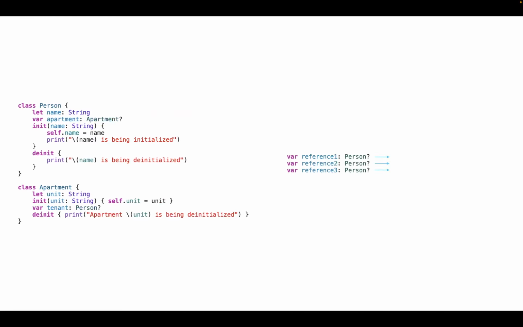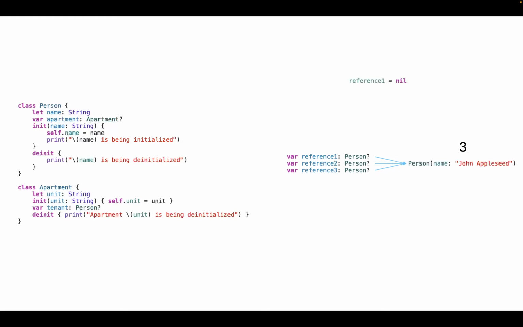Then we create three different variables. All of them are optional. Let's say we're executing this line up there. We're assigning the person instance to reference 1. So for this instance, we have one reference to that, and the reference count for that instance is now 1. Then if we execute this line, reference 2 equals reference 1, there will be two different variables referring to this instance, so the reference count will be 2. The same thing happens for this line, and the reference count will be 3.